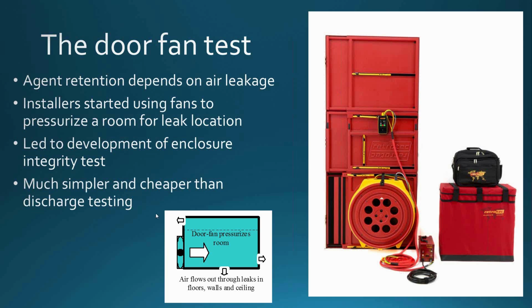So there's a little schematic down here that shows the door fan test, which is simply a fan which blows air into the room at a fixed pressure and determines how leaky the enclosure is. The test is somewhat involved, but the steps are relatively easy to follow. But that's essentially how it works. It's a panel system that fits in the doorway, a blower which pressurizes the room, and a gauge which measures how leaky the enclosure is.